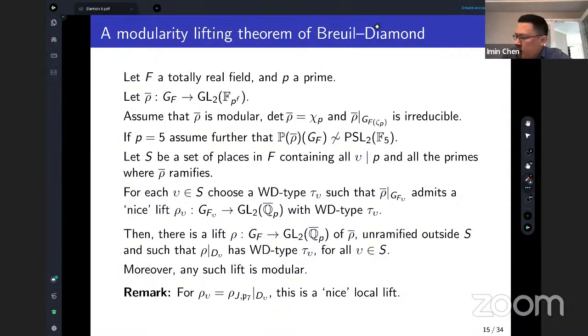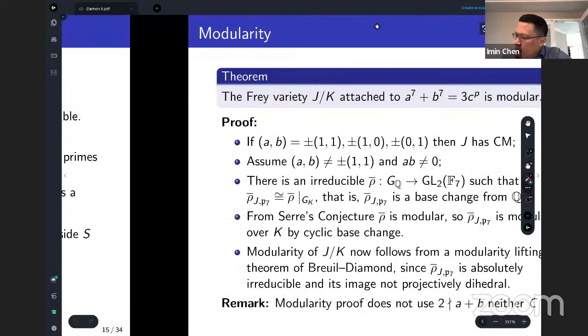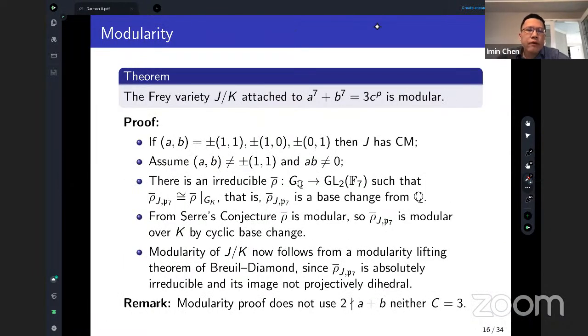So I haven't said what nice means, but at least in the cases that we're applying it to, in this particular case, it's the 7-adic representation attached to J. The condition of being nice will be satisfied. It's a long technical list of conditions, but this is just a summary of how we use this result. And this allows us to prove that Kraus's Frey abelian variety is modular.